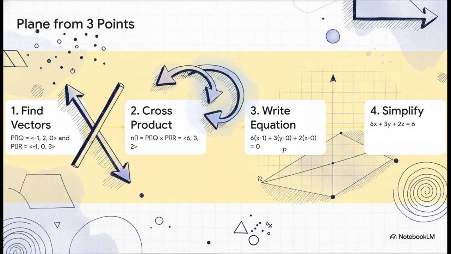And look at that, we're right back to the same kind of problem we had before. We just pick one of our original points, P is a good choice, and use our new normal vector to build the scalar equation. A little simplifying, and we get our final answer.